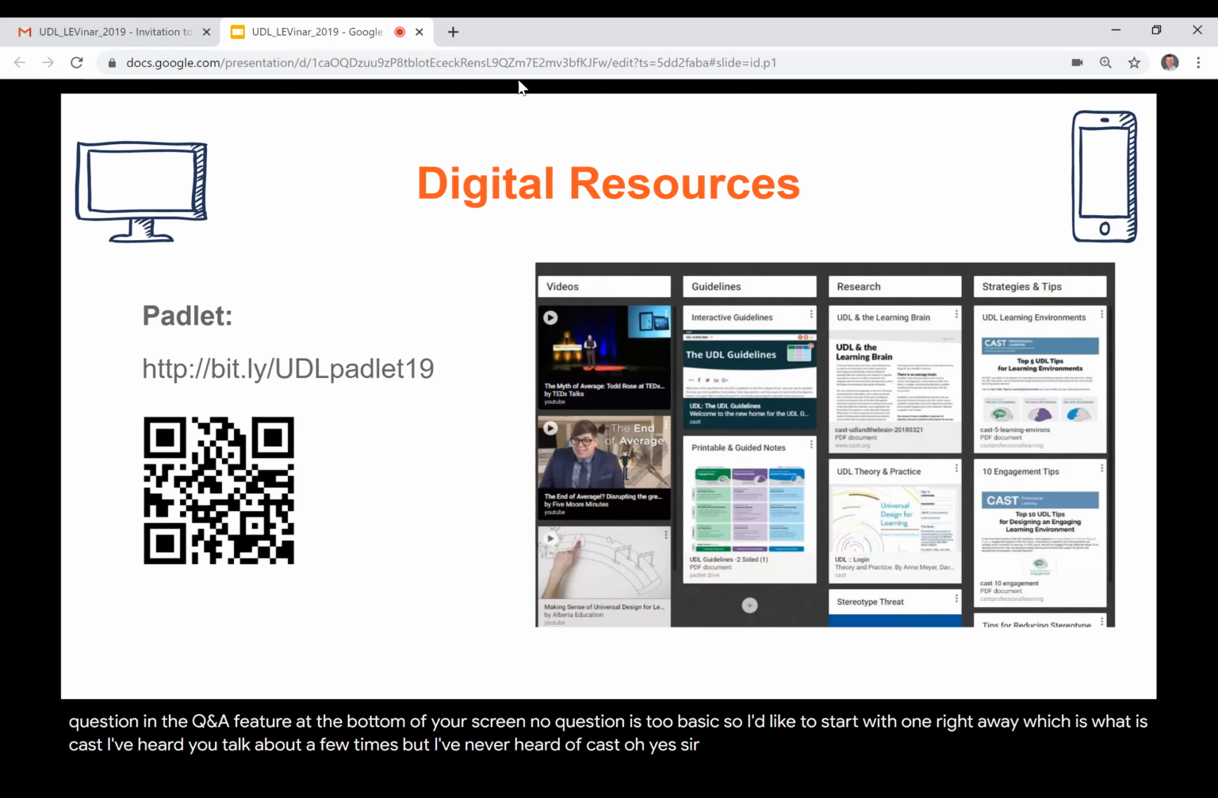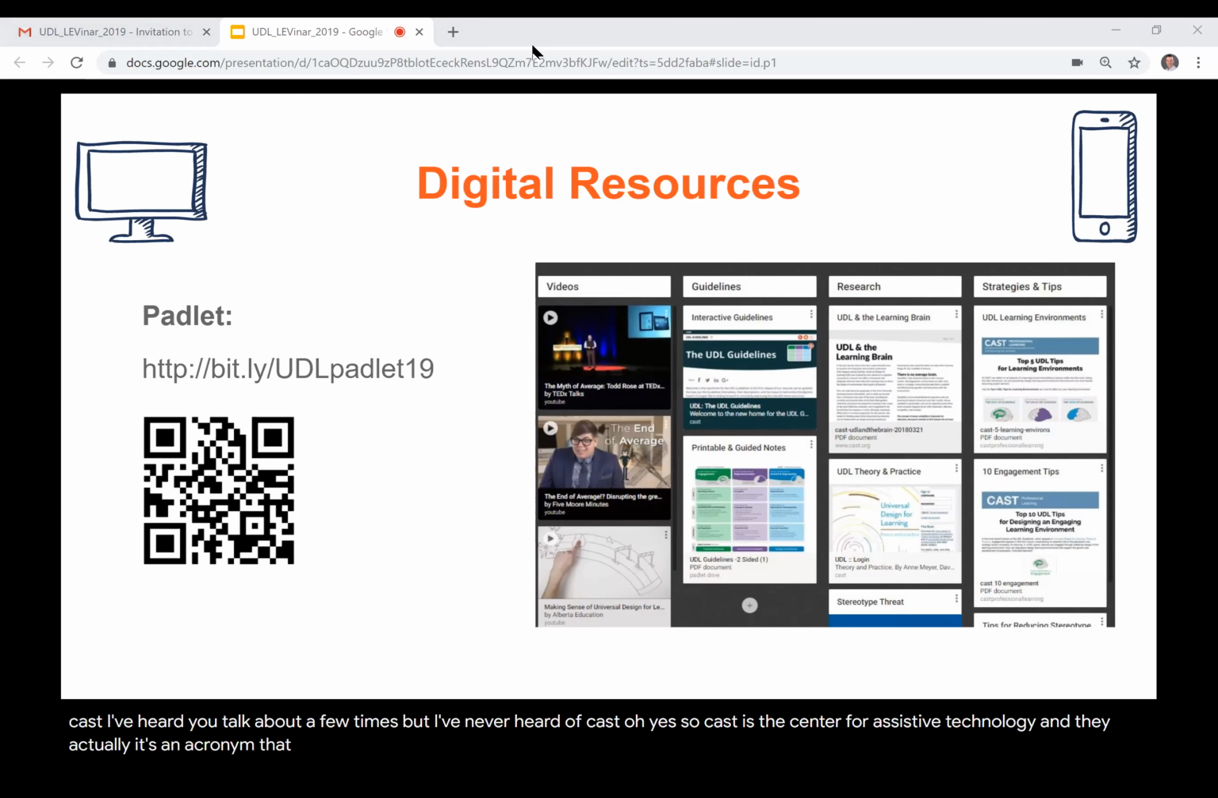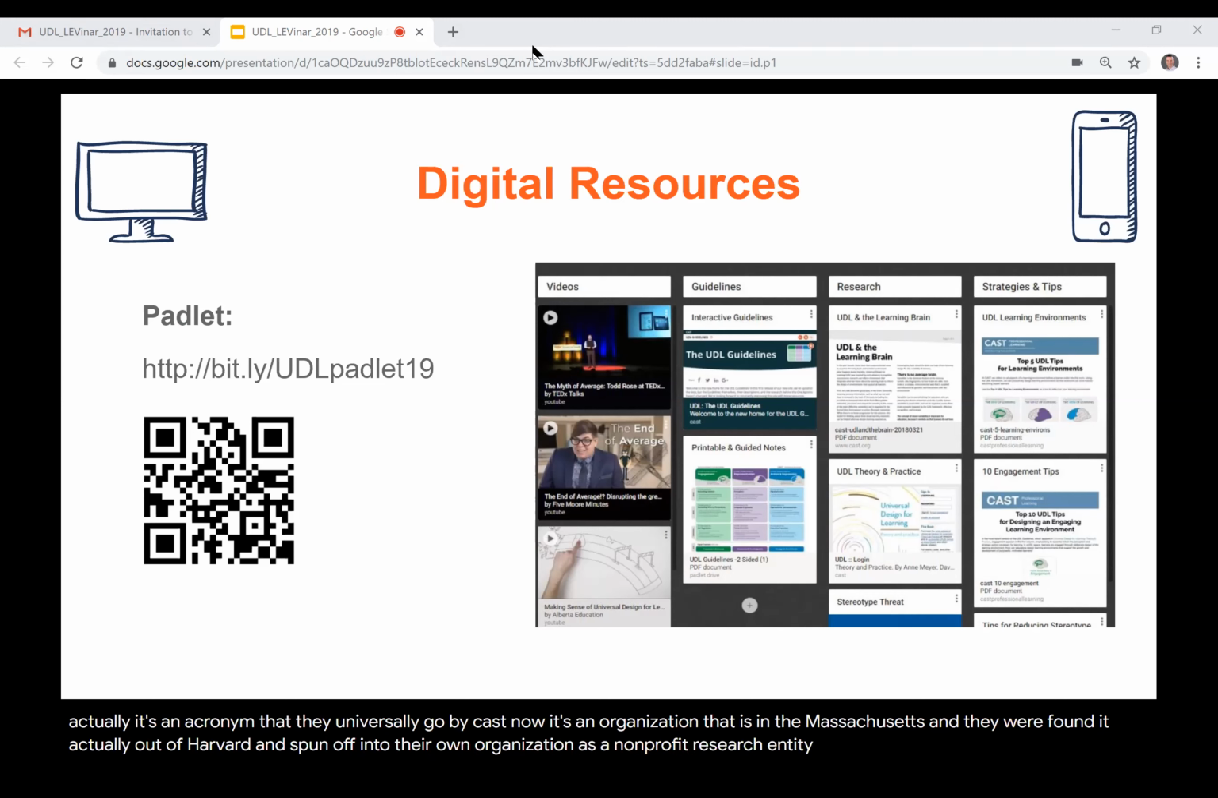Oh, yes. So CAST is the Center for Assistive Technology, and what does that stand for? It's an acronym, but they universally go by CAST now. It's an organization in Massachusetts, and they were founded actually out of Harvard and spun off into their own organization as a nonprofit research entity. Very cool, thank you.